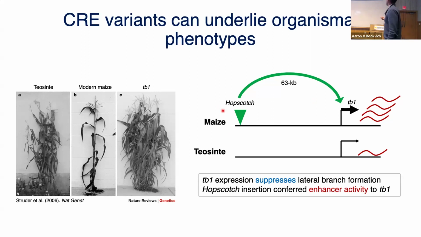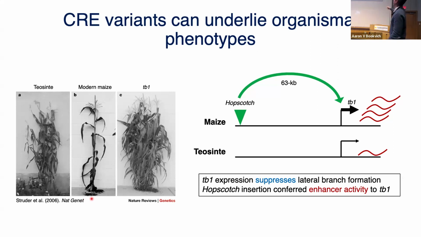So in teosinte, the insertion is absent in this region, and you get very low levels of expression of TB1 and almost no expression in the axillary meristems, which are these stem cells that exist in the axils of these leaves. And so when you have high levels of expression in the axillary meristems, TB1 suppresses lateral branch formation. So this is just one example. And I should also mention that this insertion upstream of TB1 is fixed in all of modern maize.